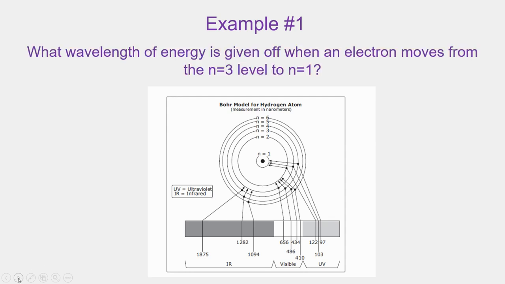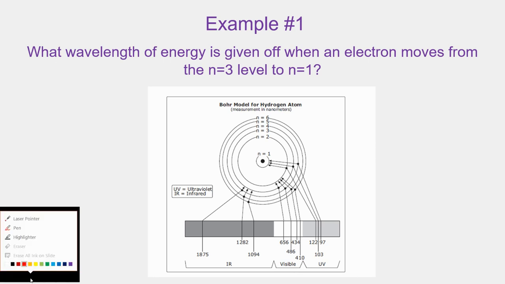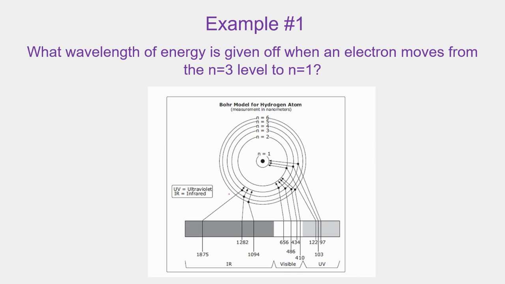So our first question says, what wavelength of energy is given off when an electron moves from the n equals 3 level to the n equals 1 level? So what we're going to do is we're just going to use this chart. So we know that we're starting at n equals 3, so that's where I'm going to start. And I'm going to follow this down till I hit a dot. So there's my dot. Now let's see where it's pointing. Okay, so it is pointing to n equals 1, so that's the correct dot that we want to look at. Now if I follow it out, it's going to hit at our wavelength. So the correct wavelength here is 103 nanometers.